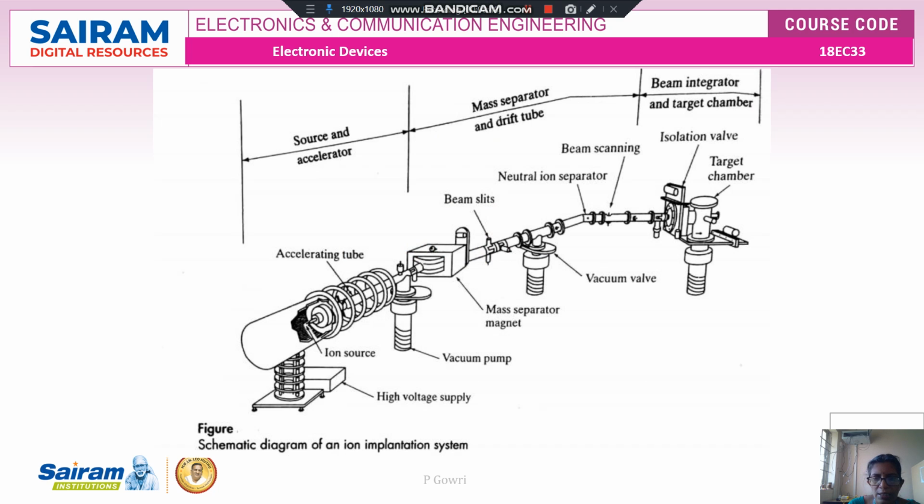Here we can see the setup where the ionized impurities are accelerated to very high energy, and then passed through the mass separator. The mass separator is a place where only the desired ions are left and passed on. They are again accelerated, and the high-energy ions strike the target chamber, which is where our wafers are. When the ion beams strike the wafer, it is converted to p-type or n-type, and the impurity concentration varies based on the process.